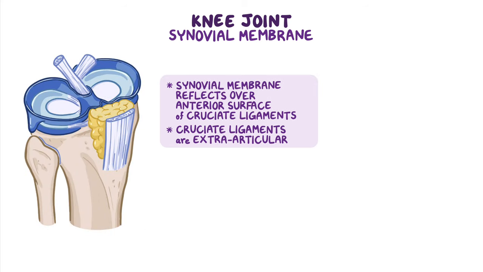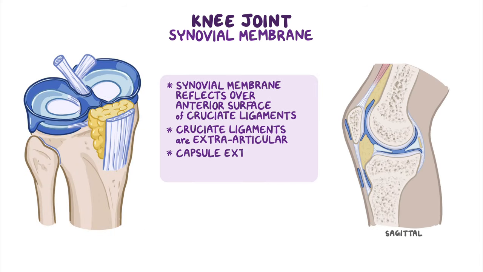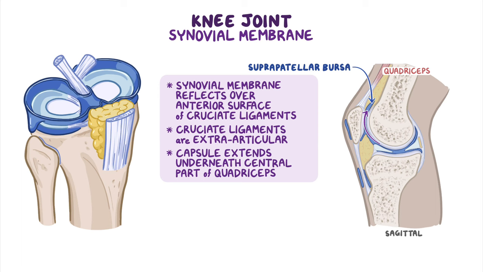Above the patella, the synovial membrane of the joint capsule extends underneath the central part of the quadriceps to continue with the synovial lining of the suprapatellar bursa.